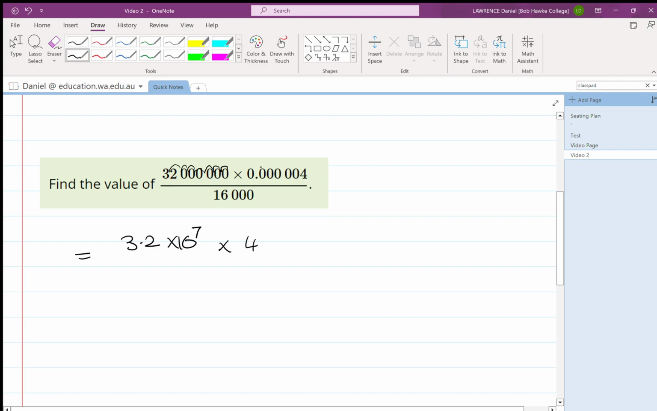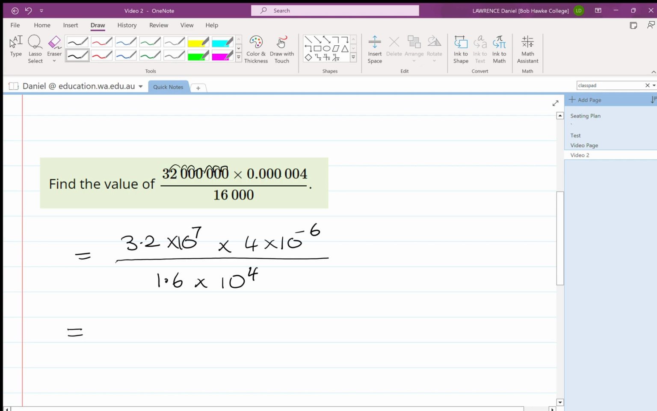And how many jumps do we do to get to 4? 1, 2, 3, 4, 5, 6, but in the opposite direction, times 10 to the power of negative 6. And that's all over this one, which we can make 1.6. I'll make that a little neater. 1.6 times base 10. How many times did we move to get there? 1, 2, 3, 4. 4 times.